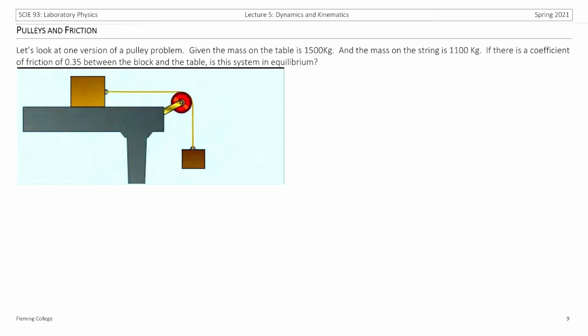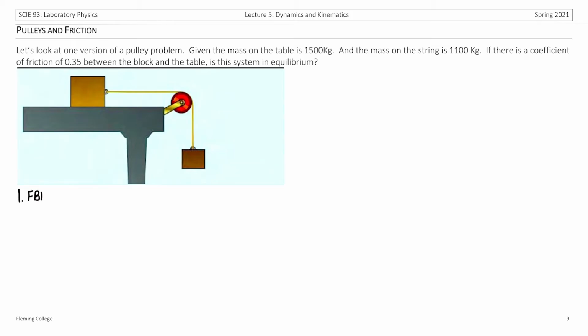Let's consider two blocks with mass connected by a string and pulley, and the block on the table now experiences friction. The coefficient of friction between the block and the table is 0.35. And this question asks us, is the system in equilibrium? We'll go through the same process again.